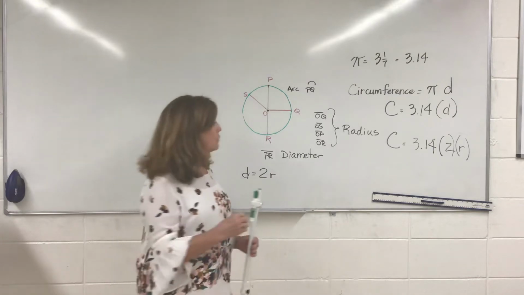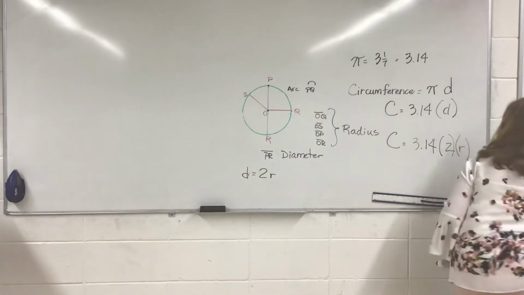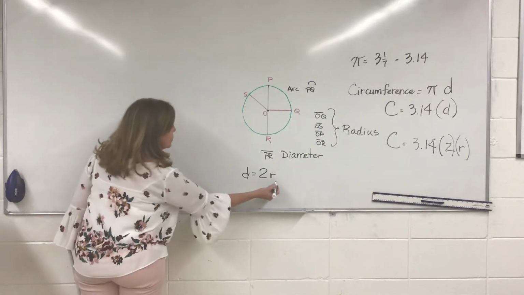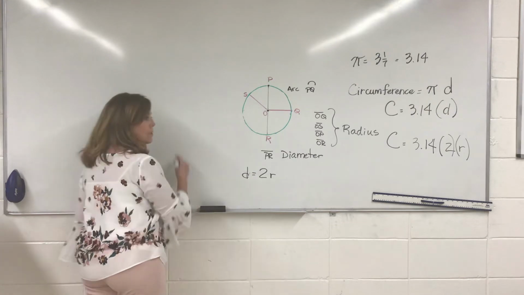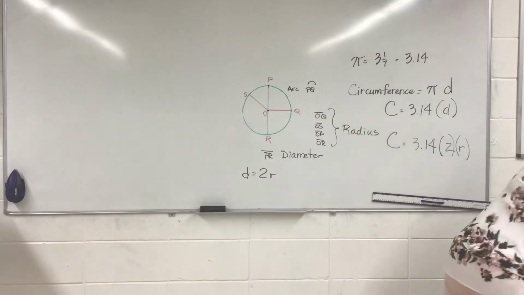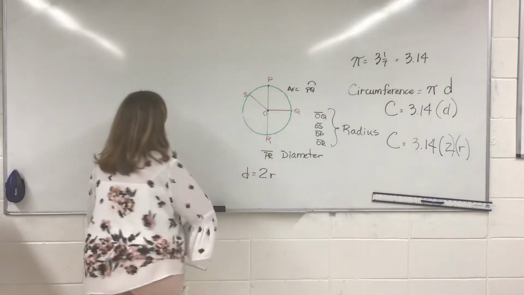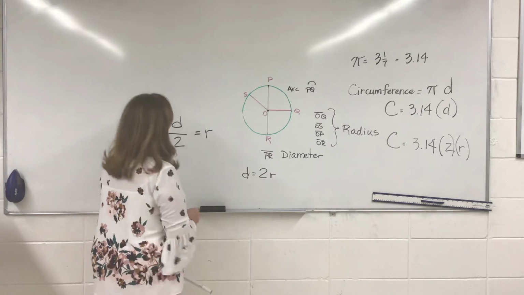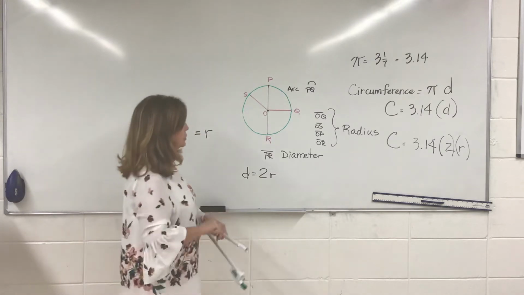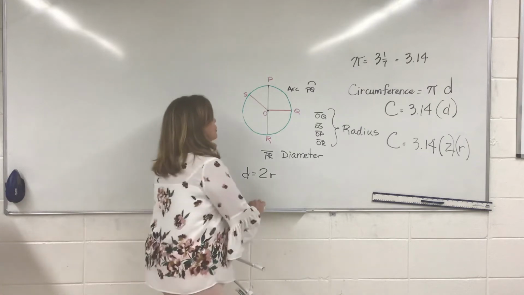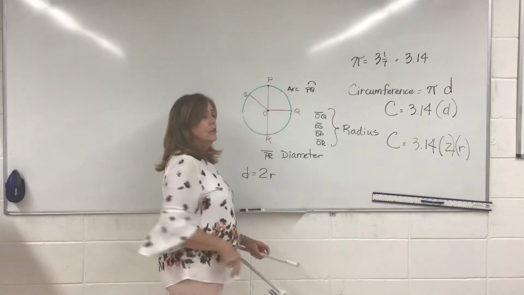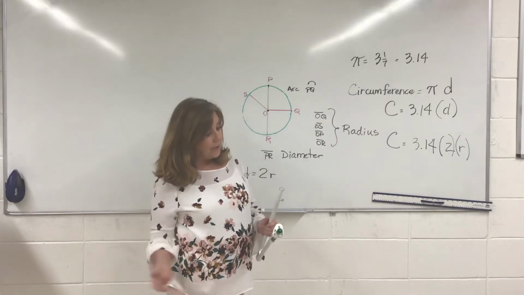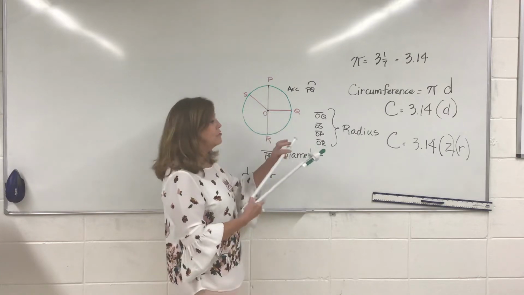So how do you find radius if you only know diameter? If you only know diameter and you need to find radius, then you would divide by 2. Diameter divided by 2 equals radius. Or radius equals diameter divided by 2. Okay, so I've already told you this is a 10-inch diameter. So I divided that by 2. 10 divided by 2 is 5. So this is a 5-inch radius.